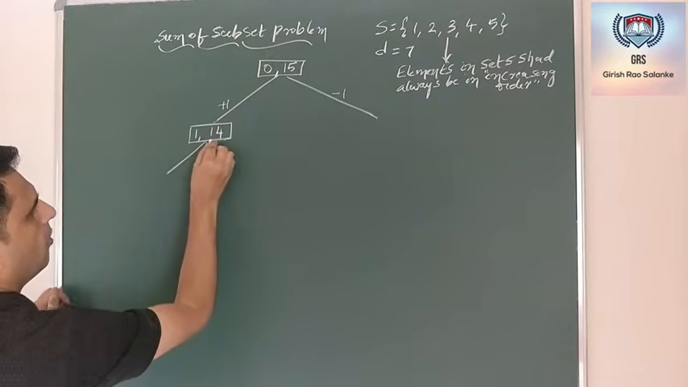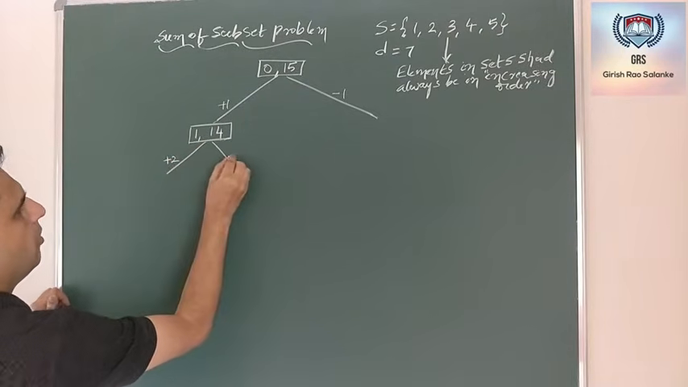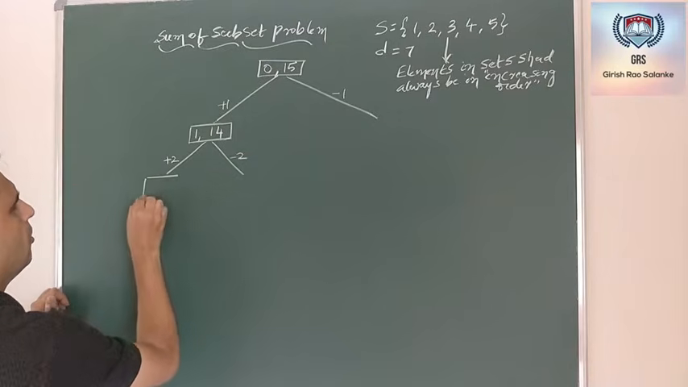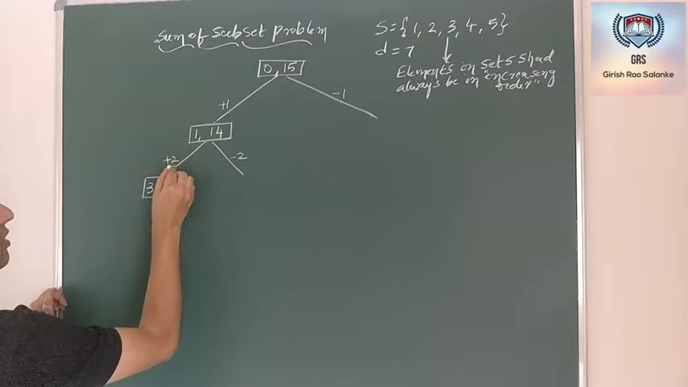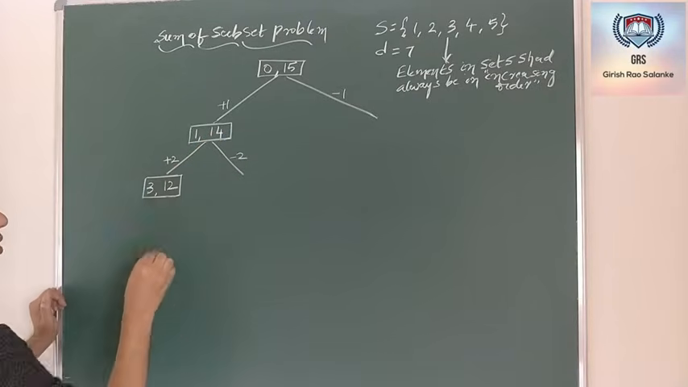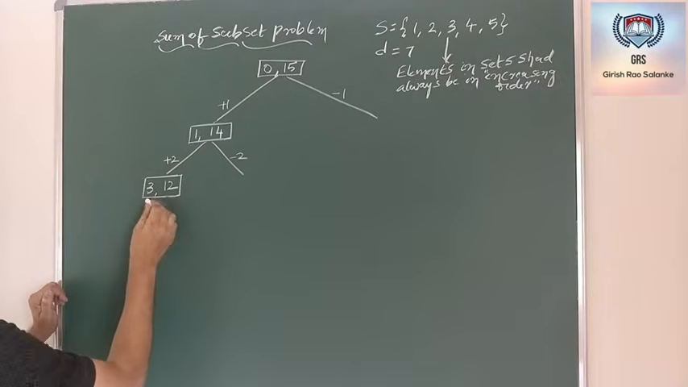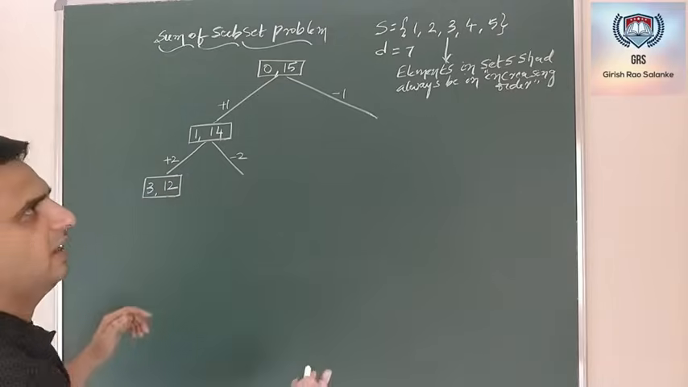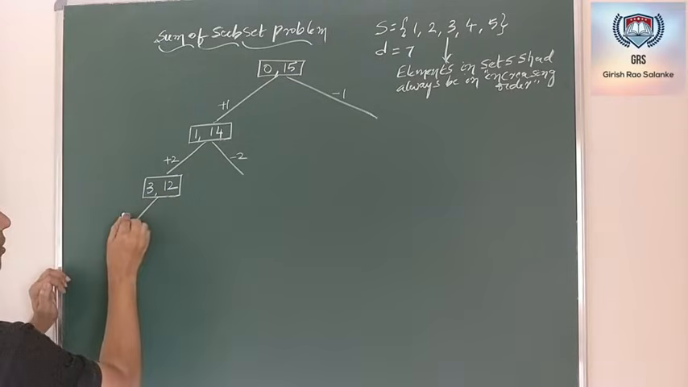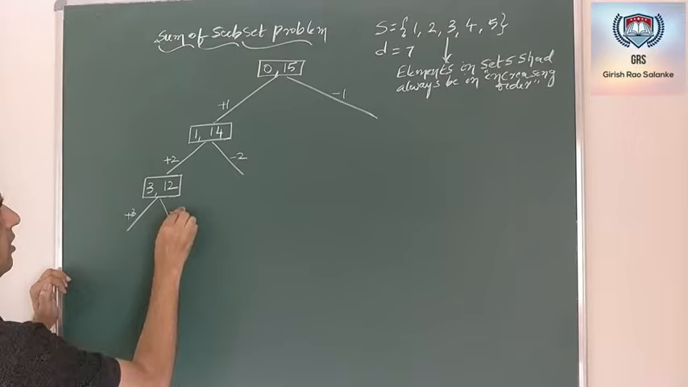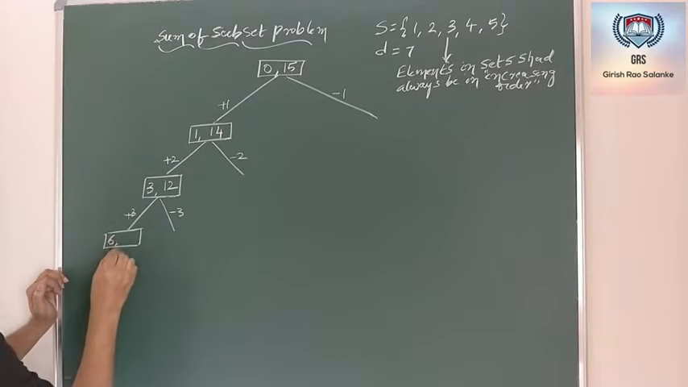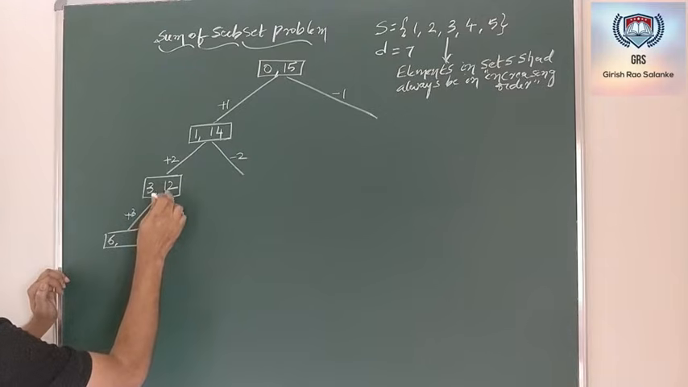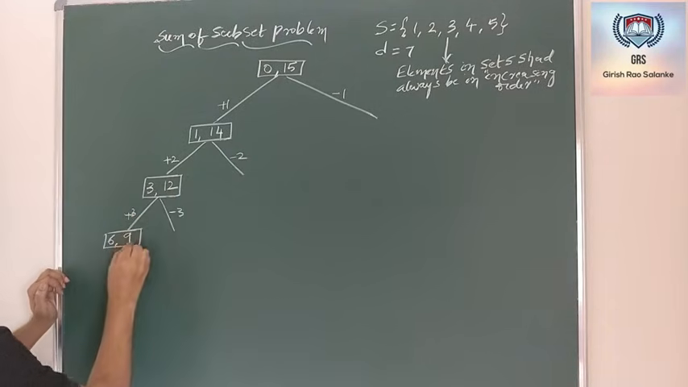Now +2, -2. 1 plus 2 is 3, 14 minus 2 is 12. Now the next, third object. The third object is 3, and 3 plus 3 is less than d. I need to go further. +3, -3. So this will be 3 plus 3 is 6, and the left out sum will be 12 minus 3, which is 9.